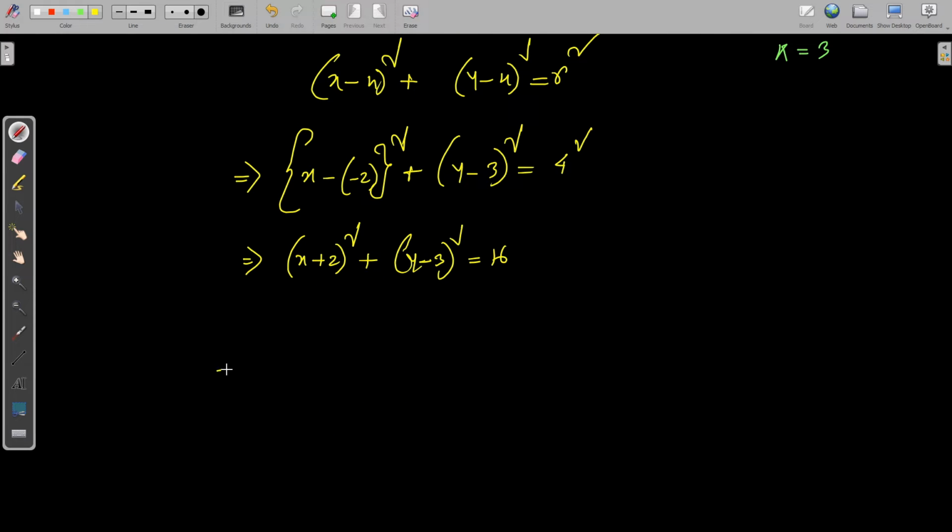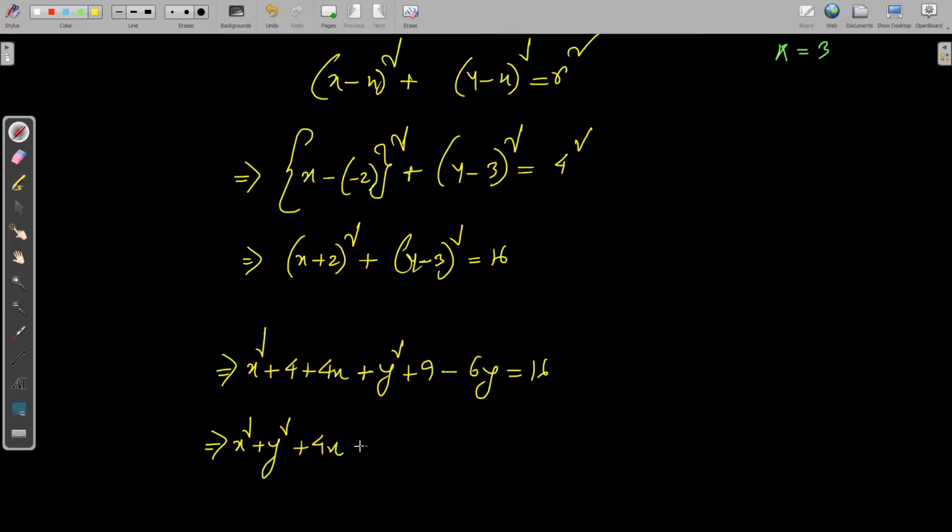Now it's (a plus b) whole square and (a minus b) whole square. If you break it down, it will be what? It will be x square plus 4 plus 2 into 2, 4, 4x. Here we will get y square, 3 square is 9, minus 2 into 3 is 6y, equals 16. If we further simplify this, we will get x square plus y square plus 4x minus 6y, 9 plus 4 is 13, 16 comes this side, 13 minus 16 will become minus 3, equals 0. Hence, this is the equation of the circle.